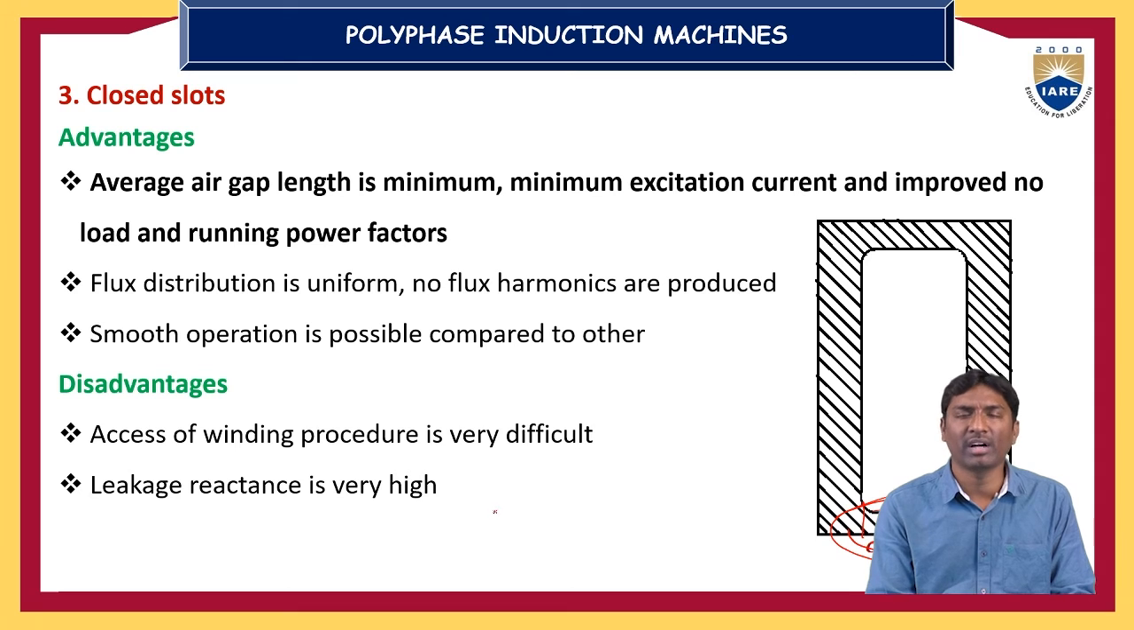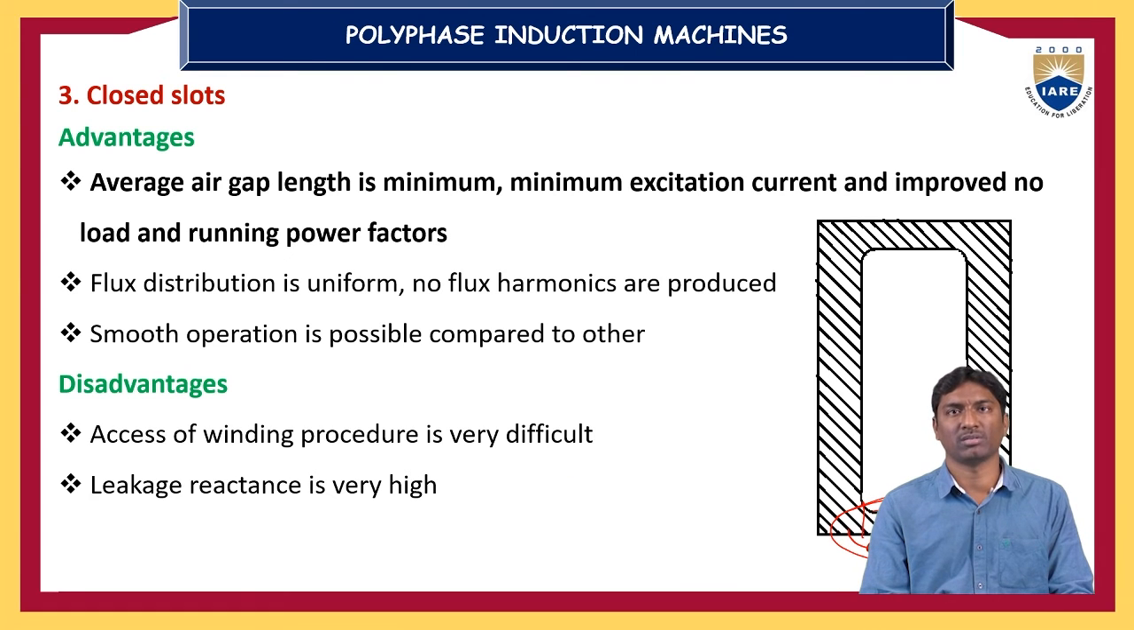The disadvantage is that the winding procedure is very difficult to access and the leakage reactance is very high in case of the closed slots. So these are the stator slots. What are the three types? The open type slots, the semi-closed type slots and the closed slots.